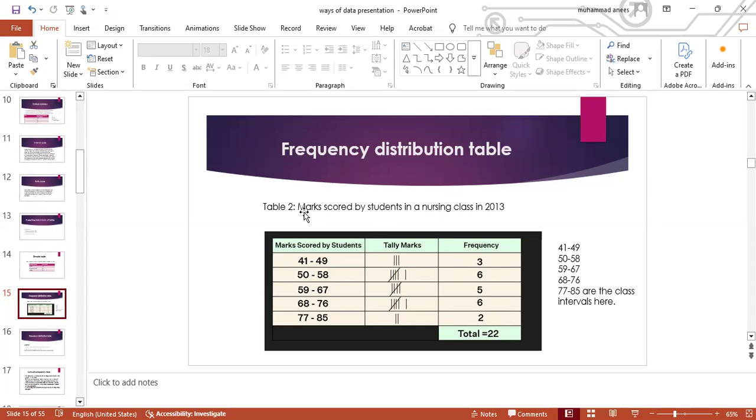This can be seen in this table, which shows the marks scored by students in a nursing class in 2013. On the extreme left, we have the column which shows the marks scored by students. The class intervals are made here, 41 to 49, and similarly 77 to 85. The other column shows the tally marks, and the last one shows the frequency. 41 to 49 marks were scored by 3 students. And at the bottom, we can see the total frequency of the table.